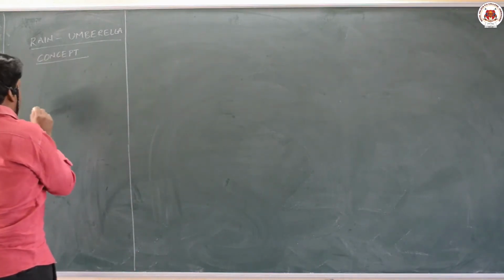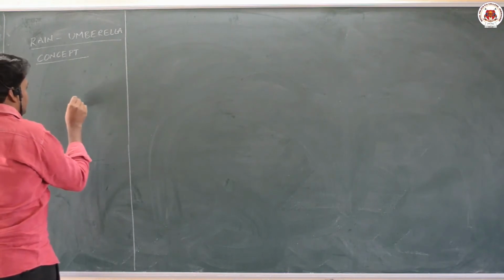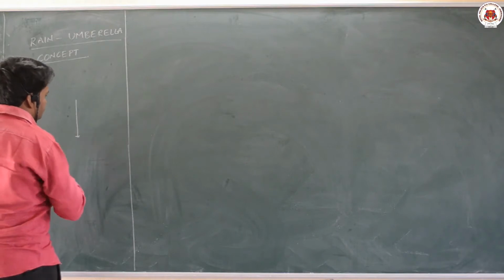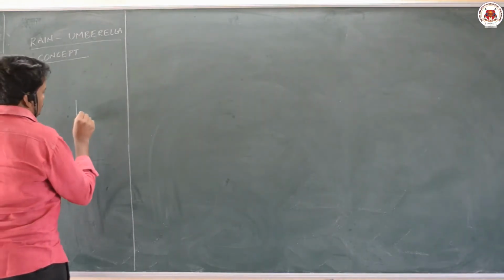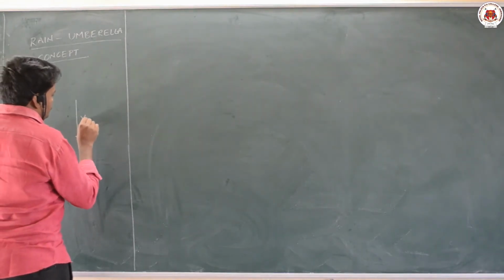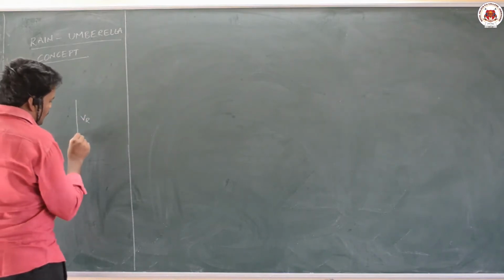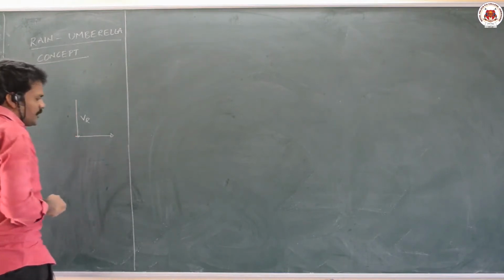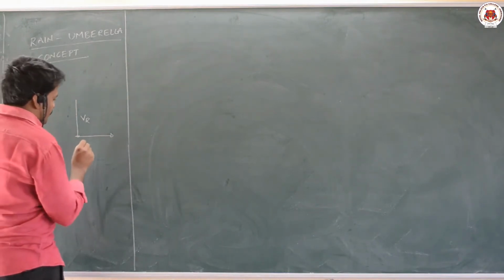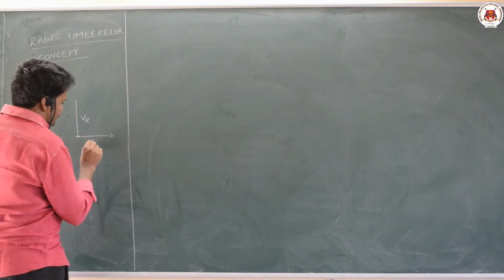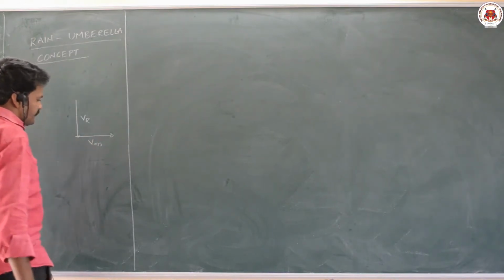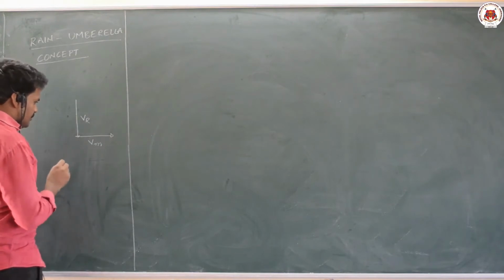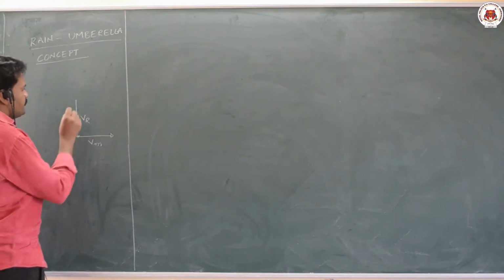First let us consider rain is falling vertically down. This is the velocity of rain. If a man is moving forward with a velocity of Vm, in which direction does he have to hold the umbrella?